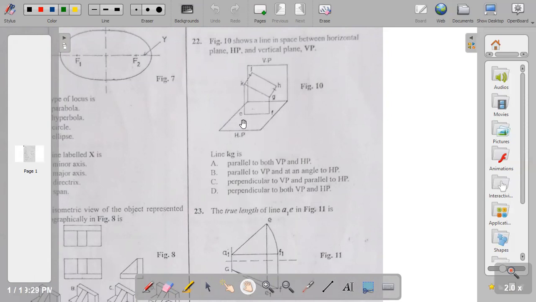Now, when you look at KC, KC is parallel to VP and is also perpendicular to HP. But the question says we should look for KG. So KG is parallel to the vertical plane and is at an inclination, at an angle to the horizontal plane. So the answer to question 22 is B.